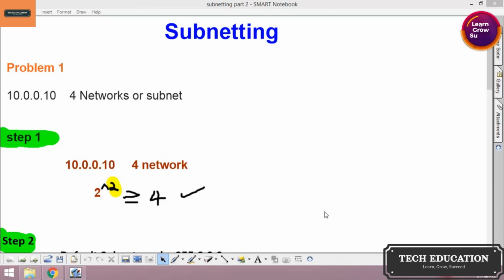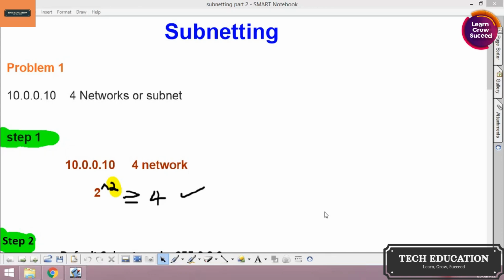We are using the class A IP address 10.0.0.10 and dividing it into 4 networks. This is problem 1. How do we divide 10.0.0.10 into subnets? We already know the 4 steps. If we follow the 4 steps, we can easily find the 4 networks in a particular IP address.